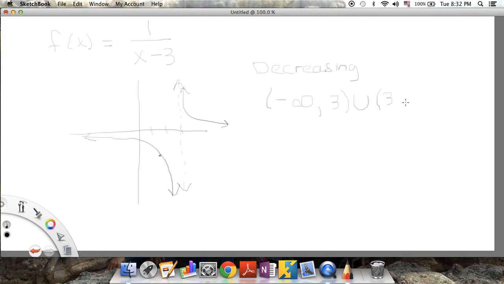If we start on the other side of 3 and go on to infinity, it's also decreasing. So from here, it's decreasing, decreasing, decreasing, and then it starts here again and decreases. This function is also 1-to-1. There are no x values that have more than one function value. It passes the horizontal line test.